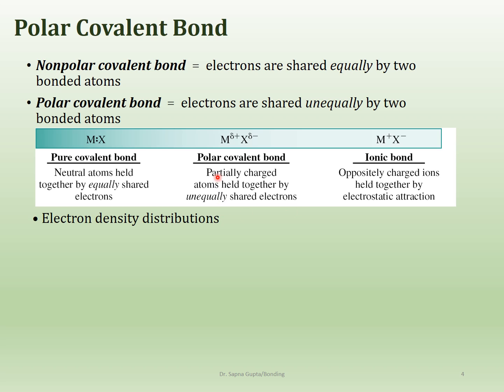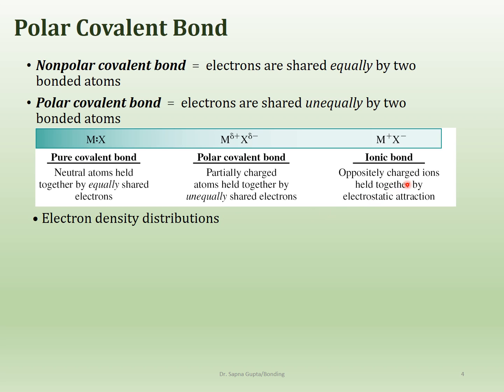So in the case of a polar covalent bond, you have a delta positive and a delta negative charge. The X here shows that it's negative, which means that's the one that's actually pulling the electrons towards itself. So M is a little bit electron poor and X is a little bit electron rich, okay, in this case. So not the same as a pure covalent bond.